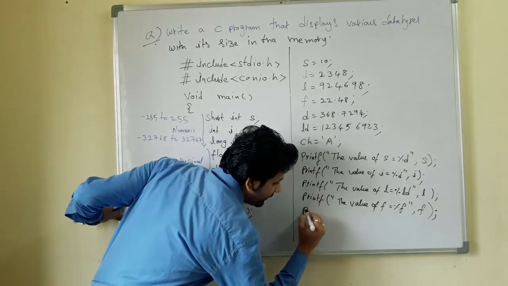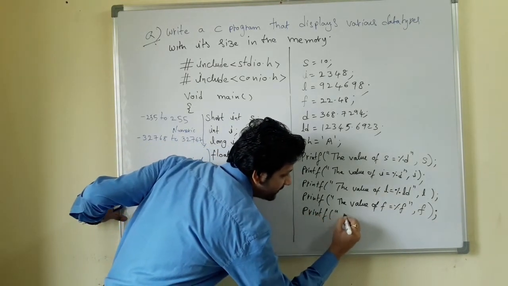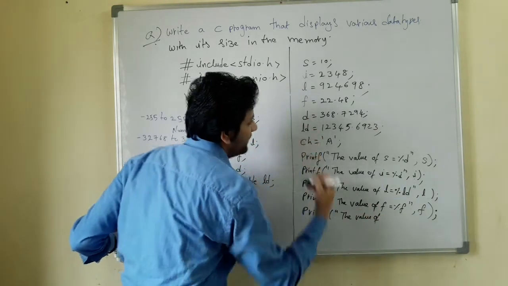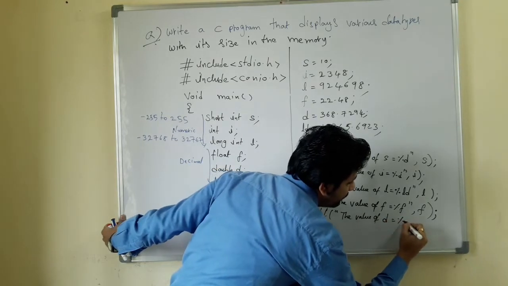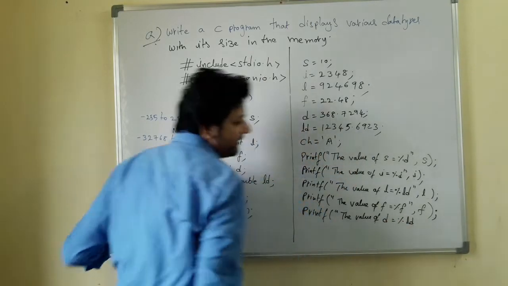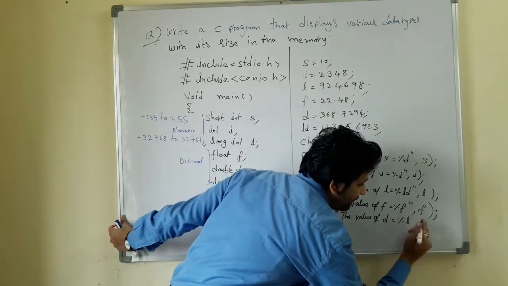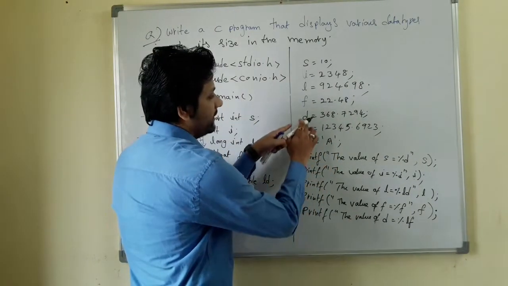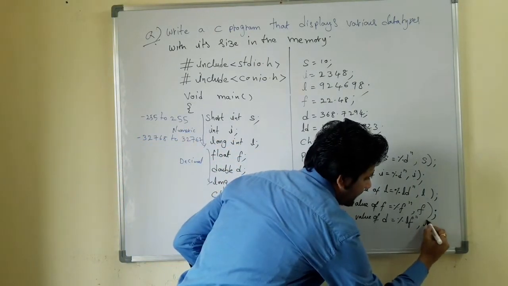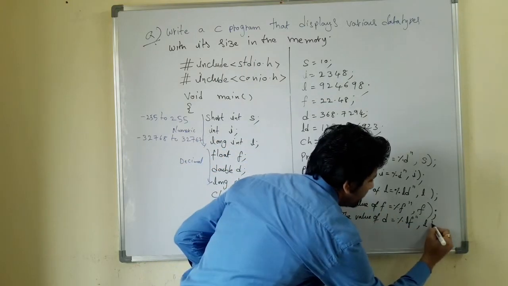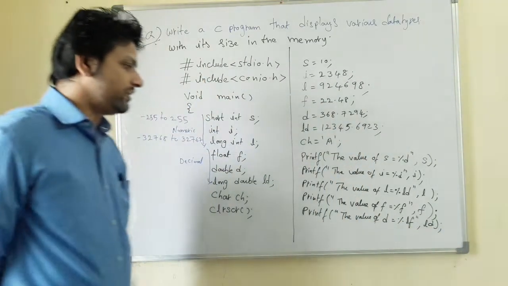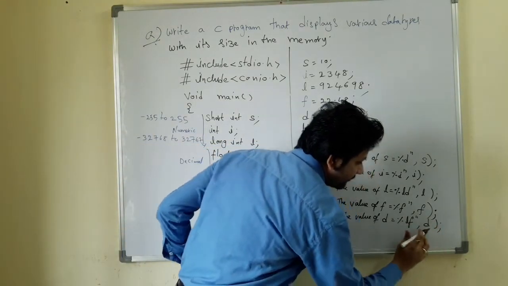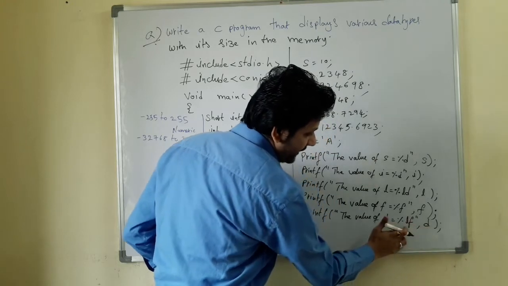Similarly, we are going to display the next value. The value of what? D, double value. D equals percentage small LF. Sorry, LF. LF means long fraction. So this is the format specifier for double, comma, what? LD is long double here. Sorry, double. We are going to display double. So the value in D is going to be displayed here.